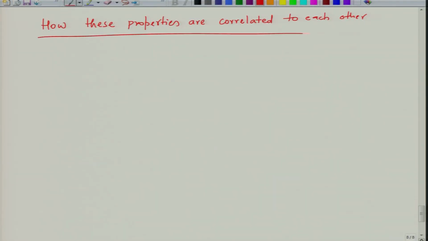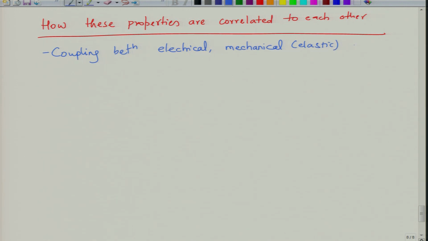Change in polarization will lead to change in the electric field. As a result, you may have strain. So all these thermal properties, electrical properties, elastic properties, they are all correlated to each other. So we must understand the coupling between these properties: coupling between electrical, mechanical, and by mechanical we mean elastic, and thermal.